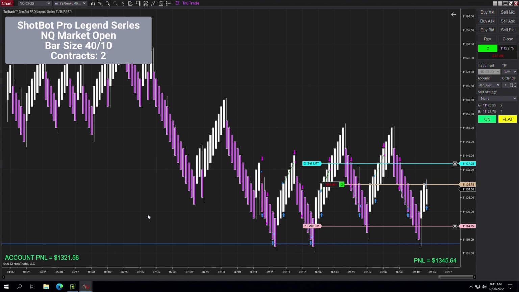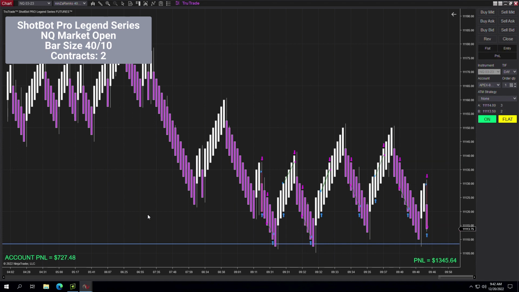Order submitted. As I look at this, it doesn't appear that I have a runner set. I'm just running one contract position of 2. I thought I set it up to have a runner of 1, but I guess I did not, which is okay. Runners wouldn't have worked out anyway because of the way the price is moving right now.